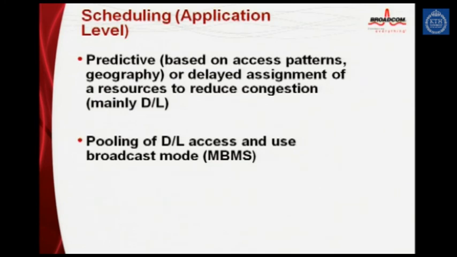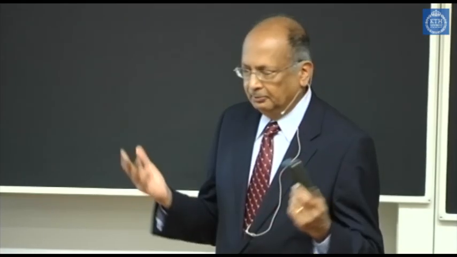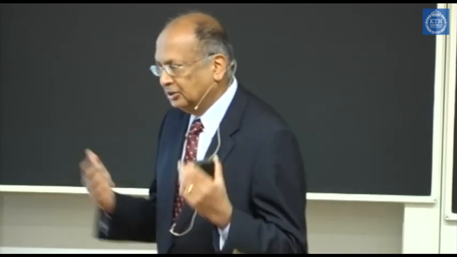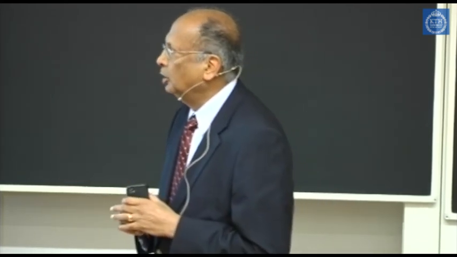The other scheduling, at the application level, is also being looked at. One is predictive, based on access patterns and geography, or delayed assignment of resources to reduce congestion. For example, the system may know by learning that at 6 o'clock in the morning you're going to open up and look at the New York Times, and if everybody does it at the same time, it's going to create congestion. So it can, for example, delay your access. It'll probably download it for you and cache it a little earlier, because it knows that half an hour later you want to look at it.